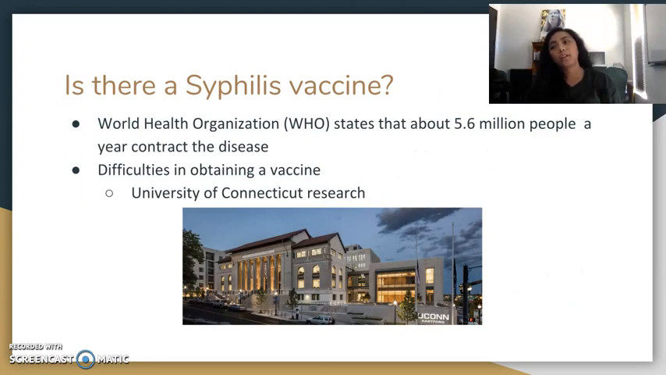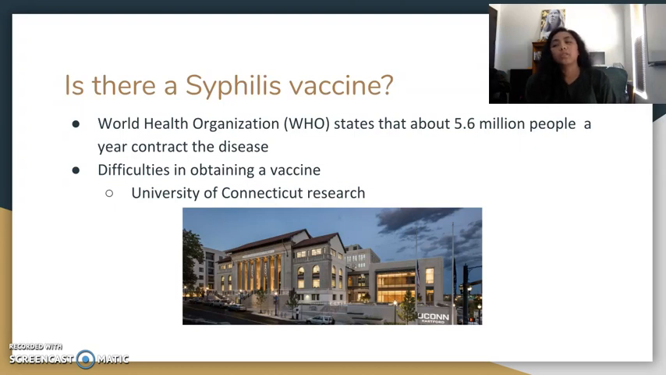There is not a syphilis vaccine today. The World Health Organization states that about 5.6 million people a year contract the disease. In the U.S., it's usually men who have sex with men that contract the disease, and in developing countries, it's sex workers and their clients that contract syphilis.